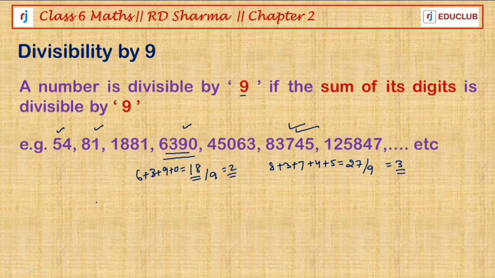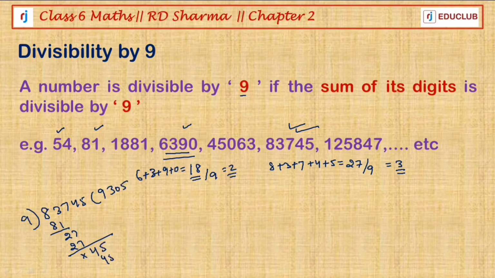Let us see practically whether this is divisible or not. 83745, we'll divide it by 9. 9 9s are 81, 27, 9 3s are 27. Now 45, 9 5s are 45. 0 remainder, and we are getting the quotient. So we can see this number is divisible by 9. So we can say a number is divisible by 9 if the sum of the digits is divisible by 9.